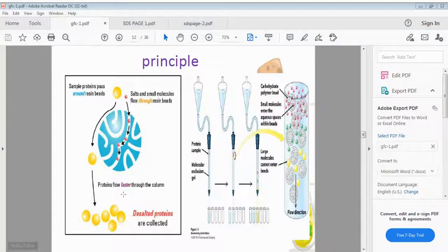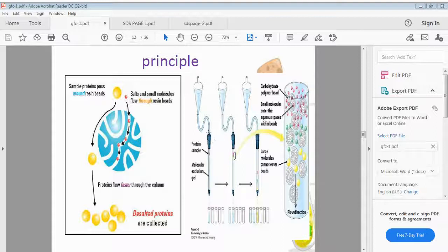So one application here is desalting of proteins. The proteins can be removed from the salts. The bigger proteins are collected first, and the salts are collected as small molecules entrapped in the gel. Thus the protein can be separated from the salt and purified. That is called desalting.